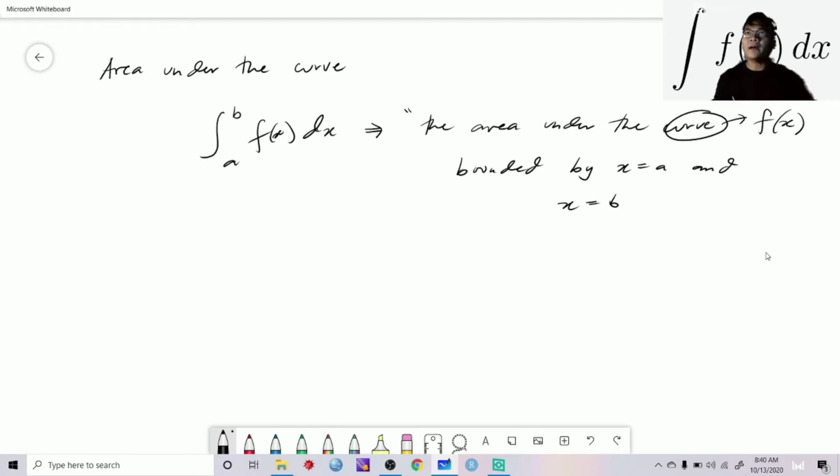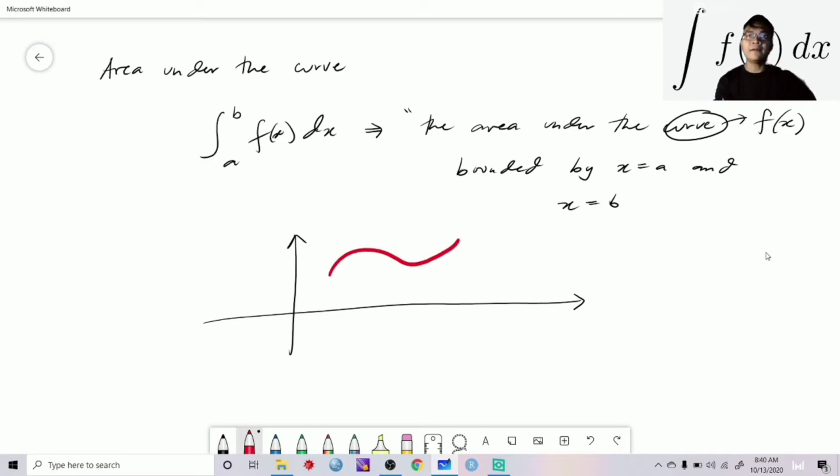So to have a picture of this, I will draw a Cartesian plane, and then we have this function f. So this is f, and we bound this f between two vertical lines. We call the first vertical line x equal to a, and for the second vertical line we have x equal to b.